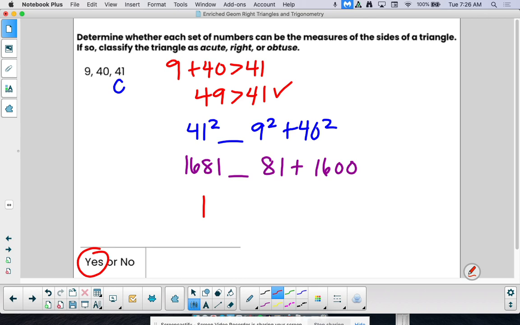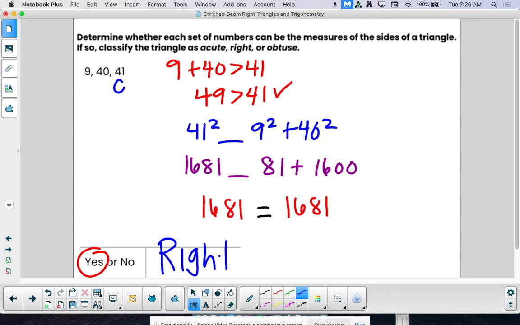Add those two together. 1681, leave your space. 81 plus 1600 is 1681. How do those two numbers compare? Well, they are equal. And since they are equal, we know that is a right triangle.